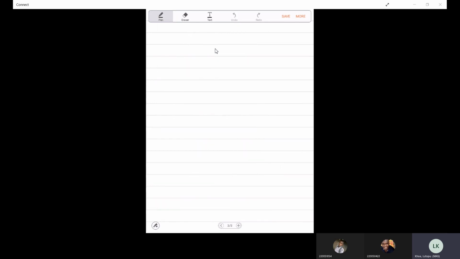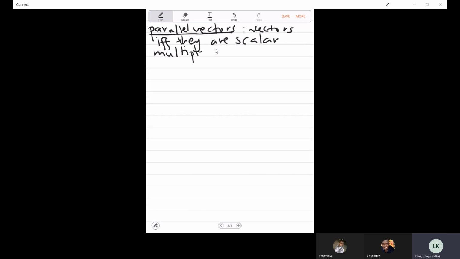Then we say parallel vectors. So we talk about parallel vectors. Okay, vectors are parallel if and only if they are scalar multiples of each other. Okay, so one is a scalar multiple of each other.